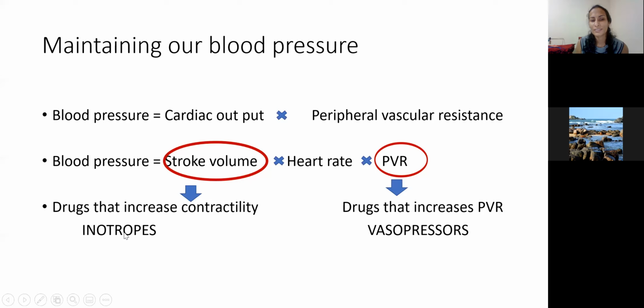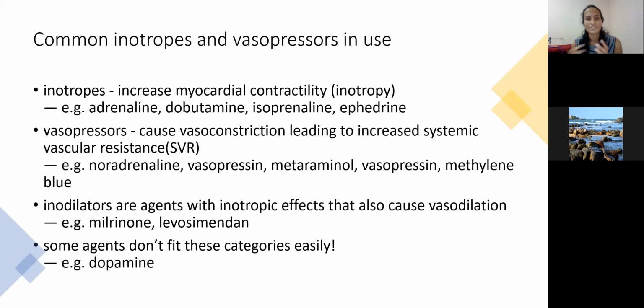But these words inotropes and vasopressors are loosely used, like almost all the drugs are called inotropes. When you go to the ICU, we'll say start inotropes, which actually means starting inotropes plus vasopressors, or maybe vasopressors only, but still we call it inotropes. But for learning purposes, inotropes are the drugs that increase the contractility, whereas vasopressors are the drugs that increase the peripheral vascular resistance. But again, I'm reminding you, in the ICUs, everything is inotropes.